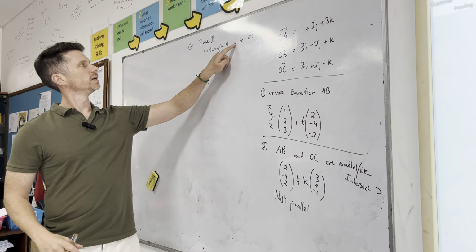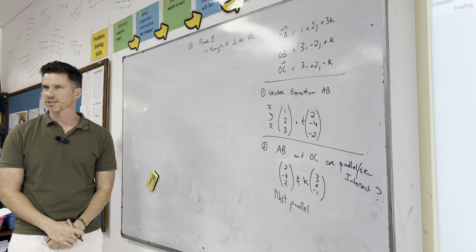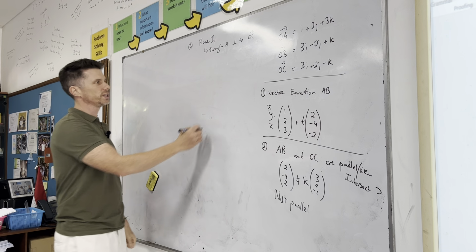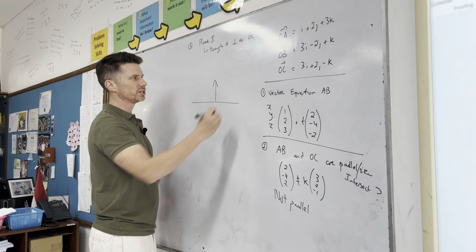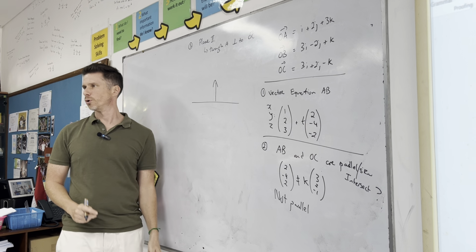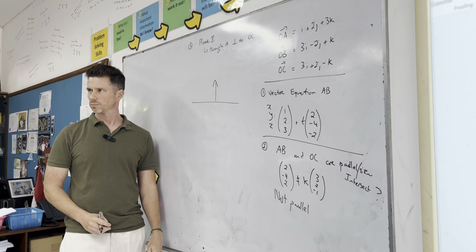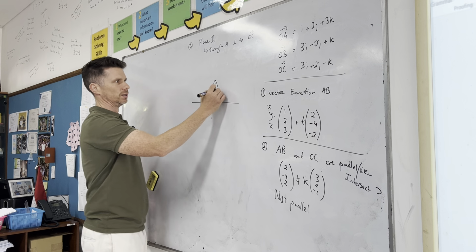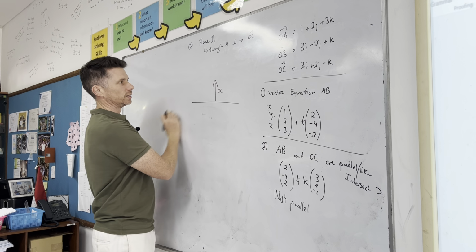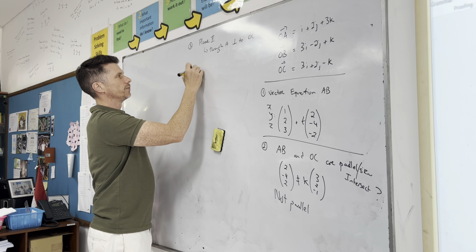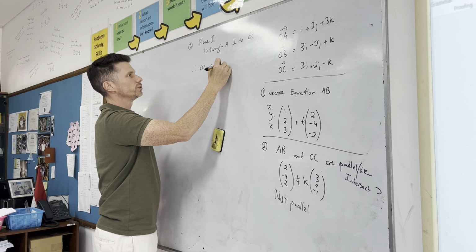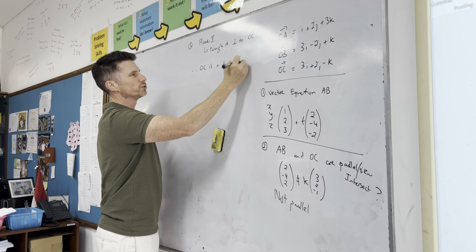So if the plane is perpendicular to OC, OC goes this way, and the plane goes this way. That means OC is the normal to the plane. Make sense? Okay, so therefore, OC is normal to the plane, which is very useful.